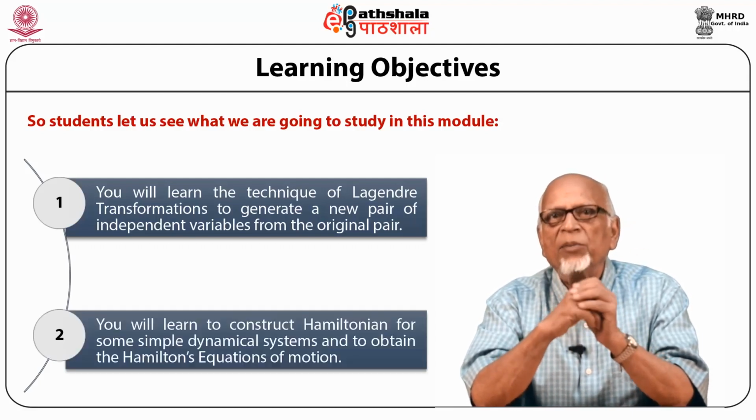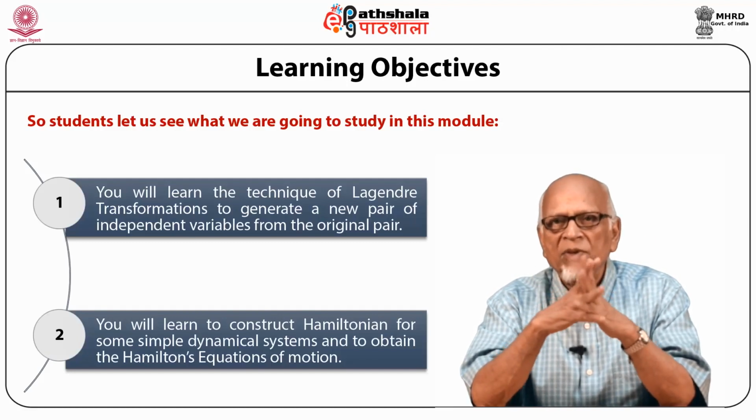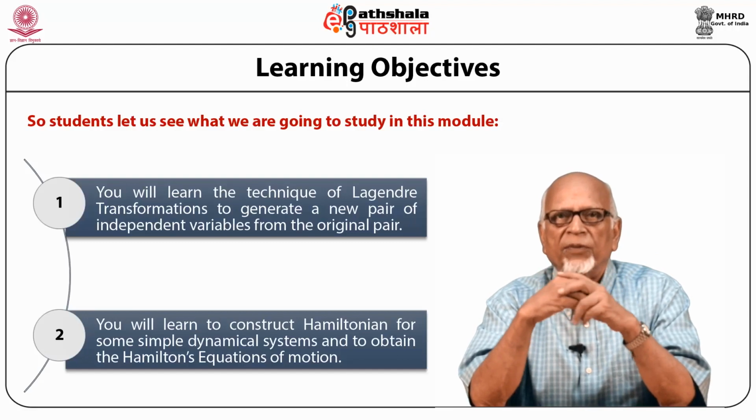So, you will learn to construct the Hamiltonian for some simple dynamical systems and to obtain Hamilton's equations of motion. So, why are we going to the Hamilton formulation? Remember that in the Lagrangian formulation, which we have been discussing so far, we obtained second order differential equations of motion for each degree of freedom, that is, for each generalized coordinate. So, depending on the degrees of freedom of our dynamical system, we had as many equations of motion as degrees of freedom, and they are of second order.